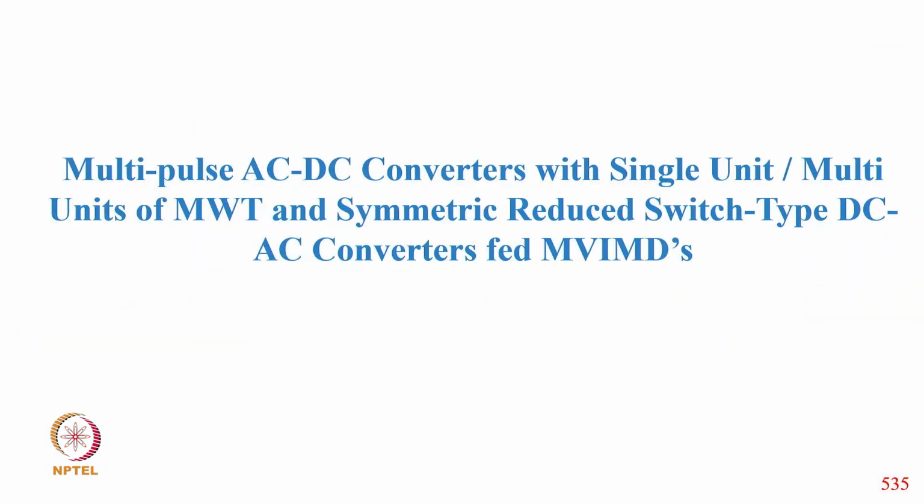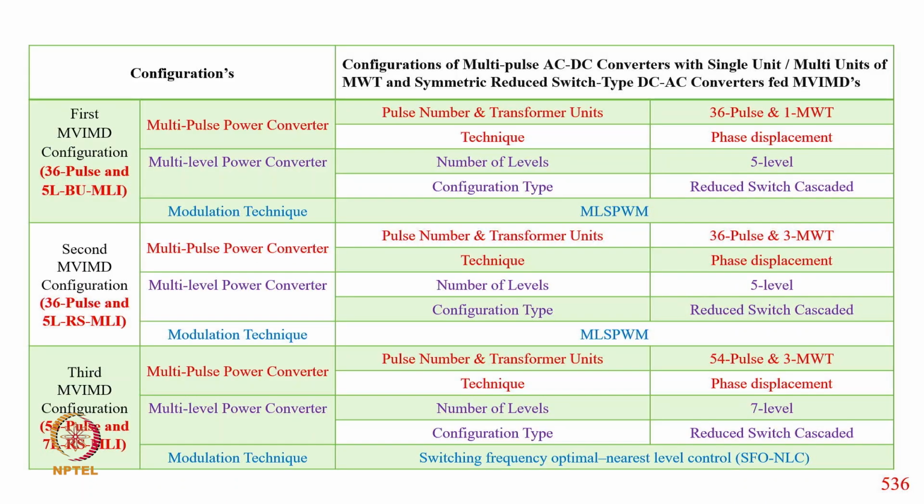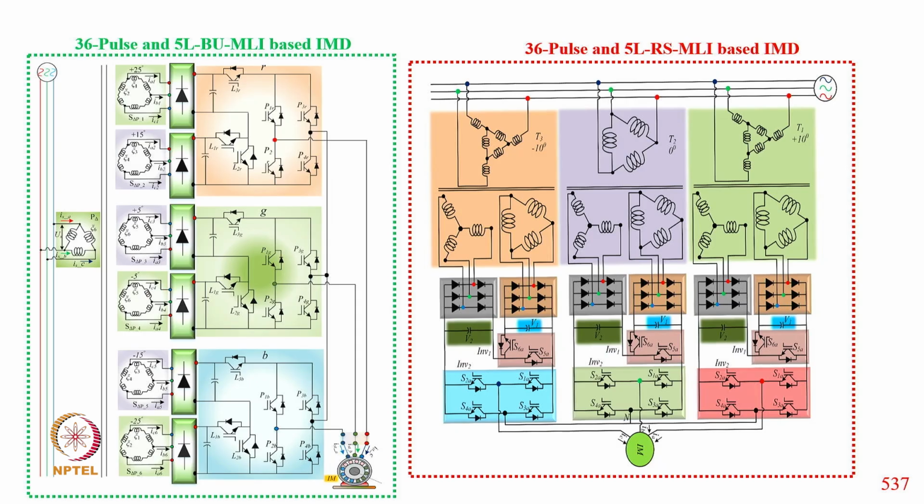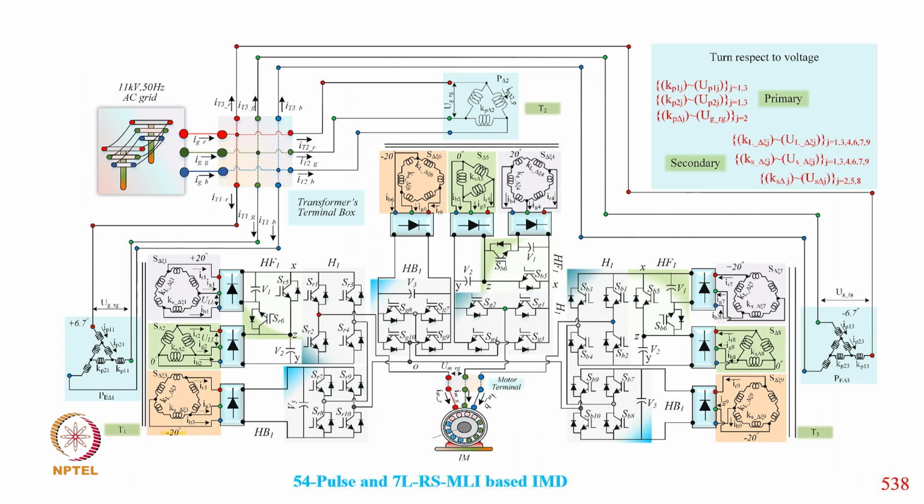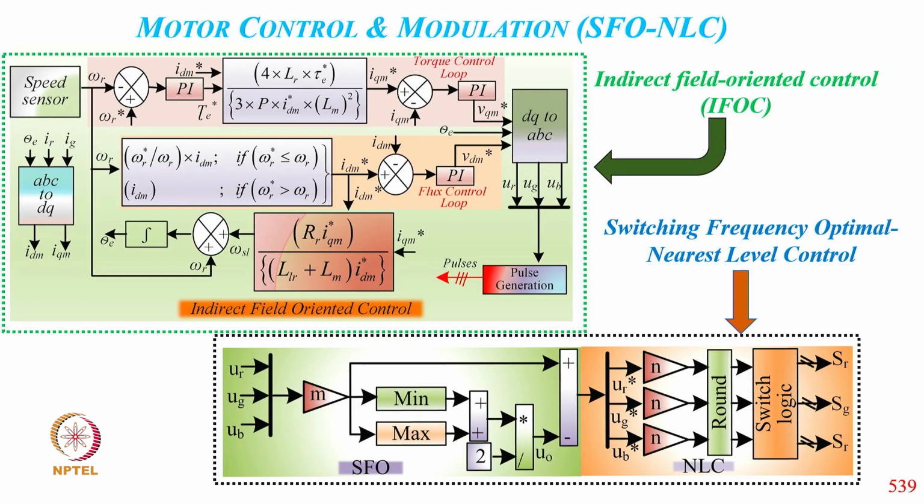Now coming to multiple AC/DC converters with single unit multi-winding transformers, the vertical reduced type AC/DC converter. So here we consider 36 pulse with the 5 level, and 54 pulse 7 level converter with the proper design. And these are 36 pulse converter with 5 level, and this is another 36 pulse with another 5 level, and this is the 54 pulse 7 level converter with a proper winding diagram. So here it is indirect vector control, which we already discussed a lot, and switching frequency optimized nearest level implementation.